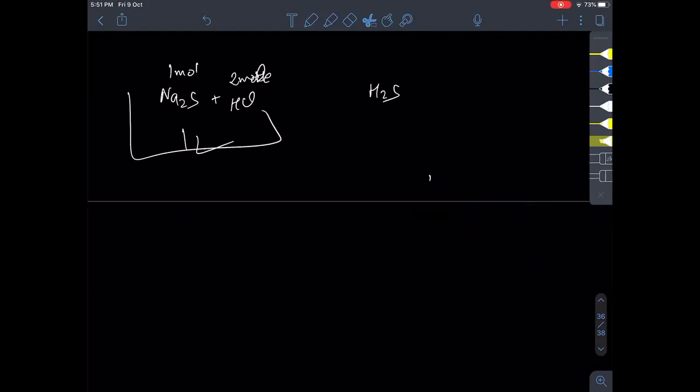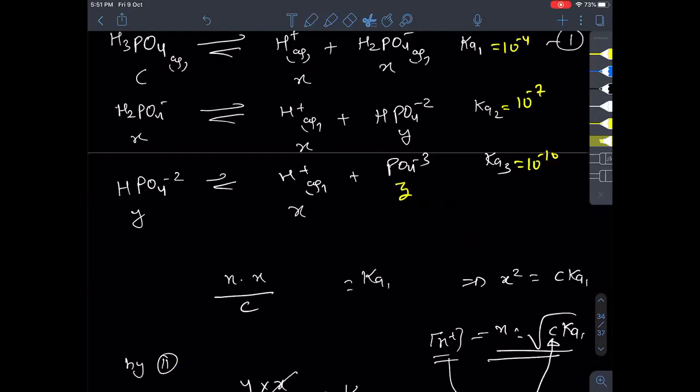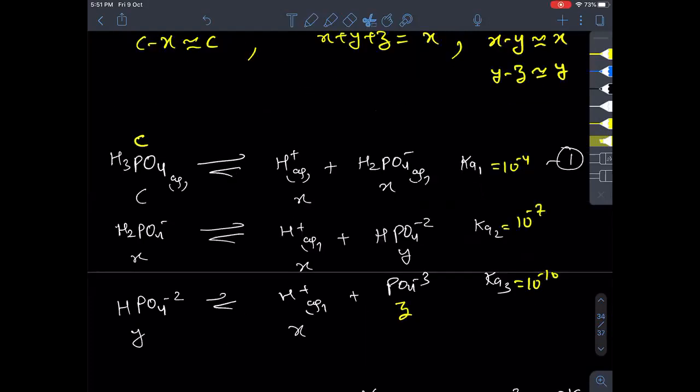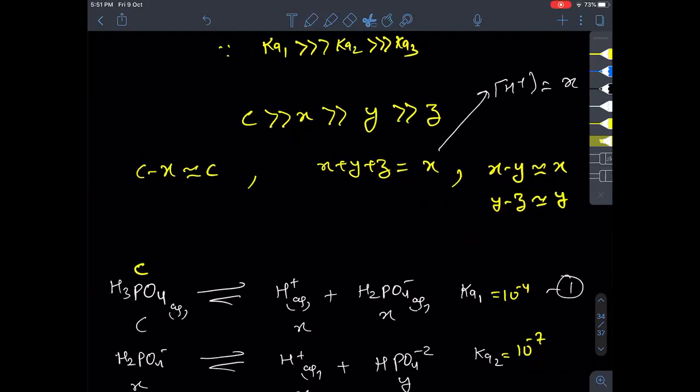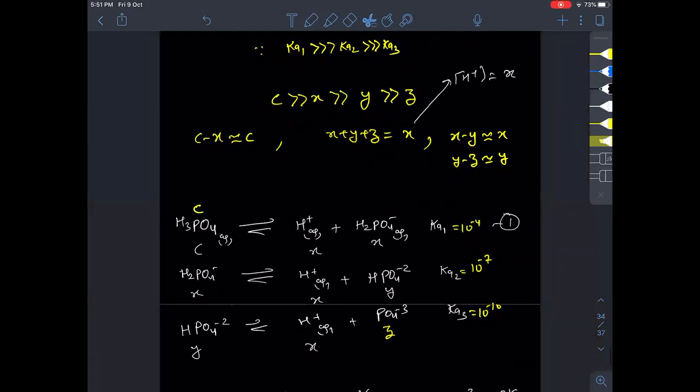Very, very simple. Again, let me conclude what you are supposed to do. This is the core thing of this entire discussion. Since the values of K1, K2, K3 are of this order, and C is of this order, we can approximate. This approximation is the core thing. If you have understood this, there is no point that you can't solve the question based on this polyprotic acid. No matter how tough the question is, you can solve it.